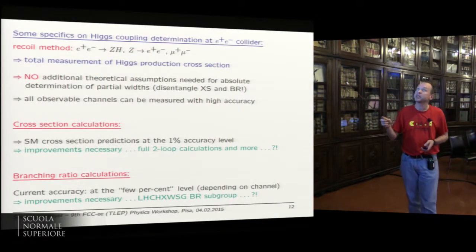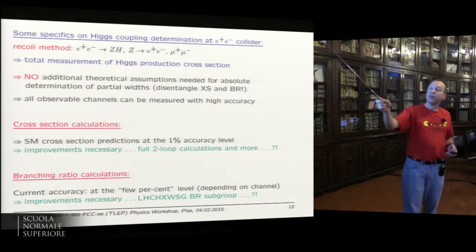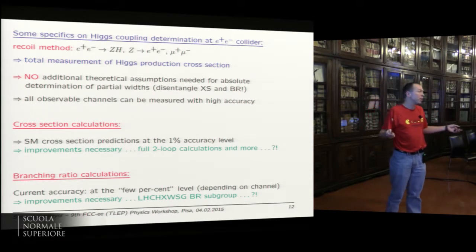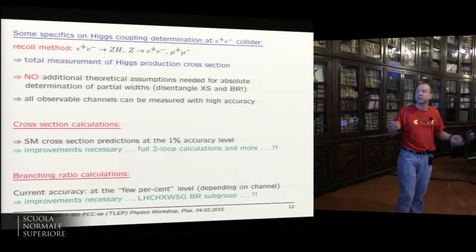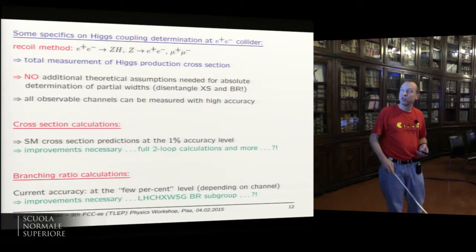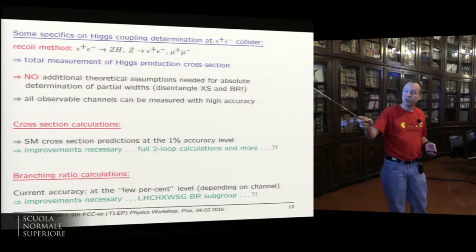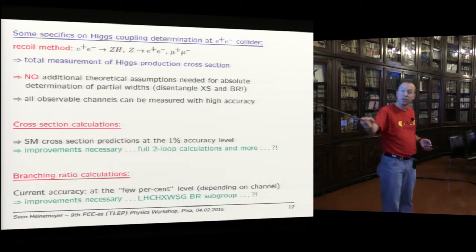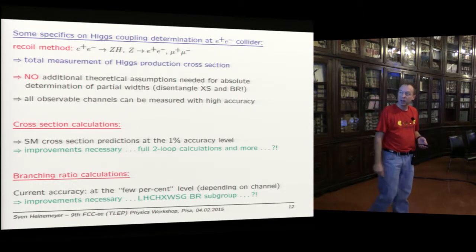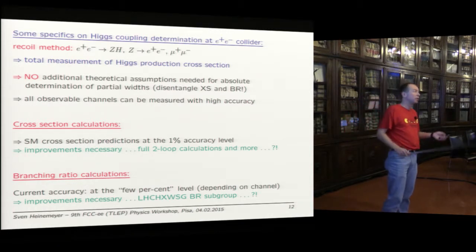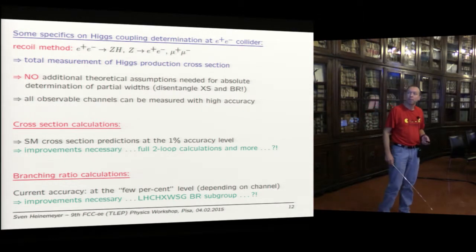There are many things that can be discussed about the methods and so on. For the cross-section calculations, the standard model cross-section prediction is roughly at the 1% level. So if you want to go down to the 1 per mil level, you certainly have to do much more. We need full two-loop calculations and even beyond that improvements to get a precision from the theoretical side that matches the experimental accuracy. For the branching ratios, the current accuracy is at the few percent level, depending on the channel. And also here, improvements are certainly necessary. And I said that this branching ratio subgroup of the LHC cross-section working group is trying to take care of this anyway. And we will, of course, try to use their results here as well.